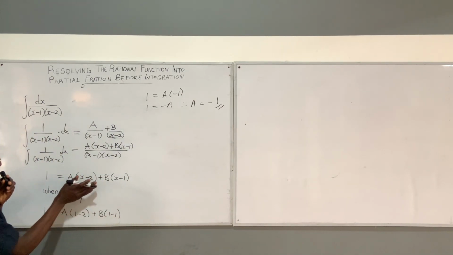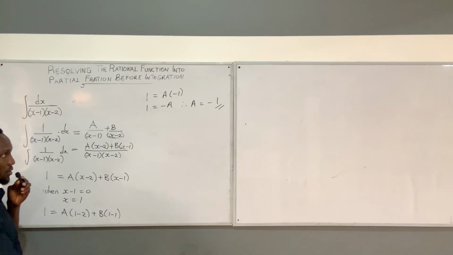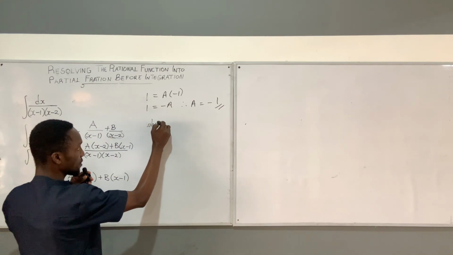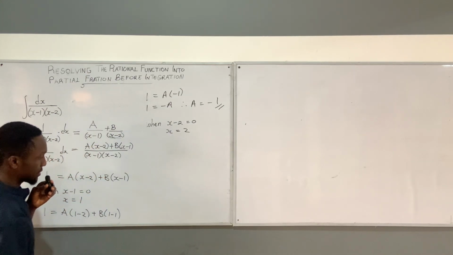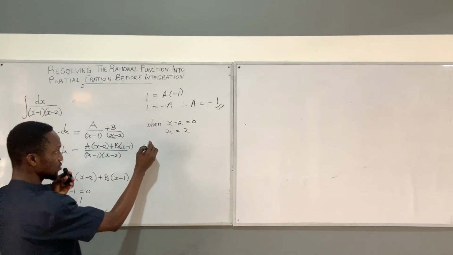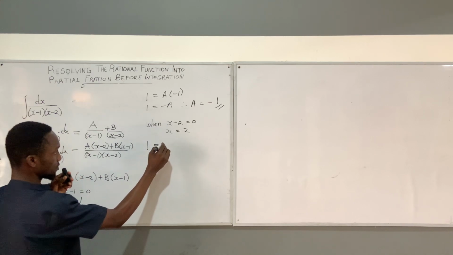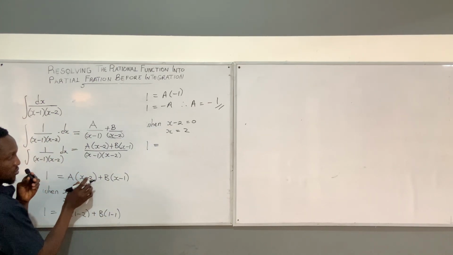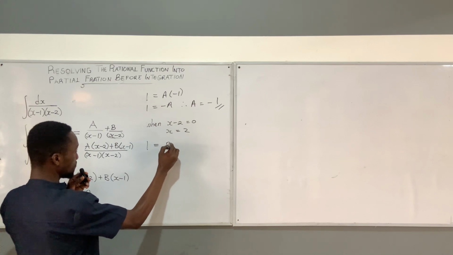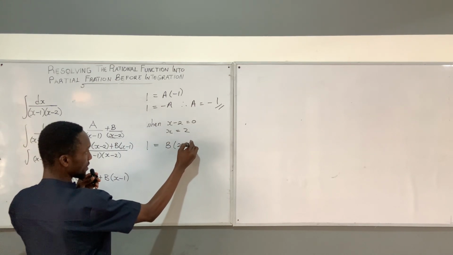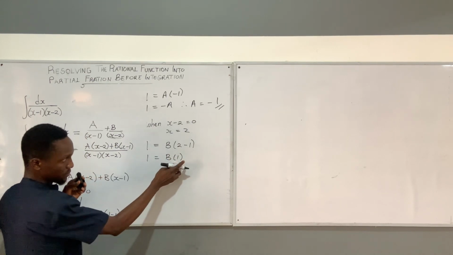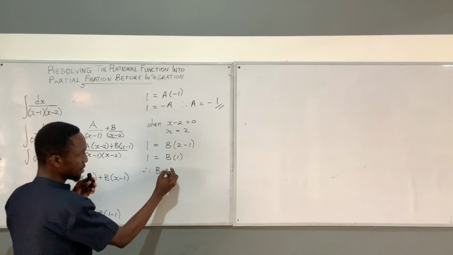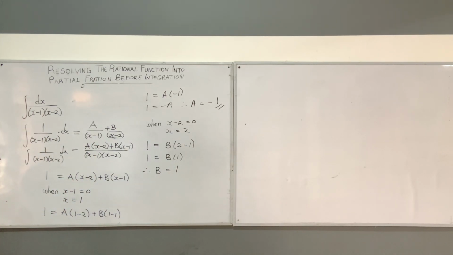The next thing is, let us cover A and find the value of B. To do that, we equate x minus 2 to 0. So when x minus 2 equals 0, x equals 2. Let us substitute the result here. So we have 1 equals, now this side becomes 0, I don't need to write it. So 1 equals B into 2 minus 1. 1 equals B multiplying 1, which is still the same. Therefore, B equals 1. Are you here with me?